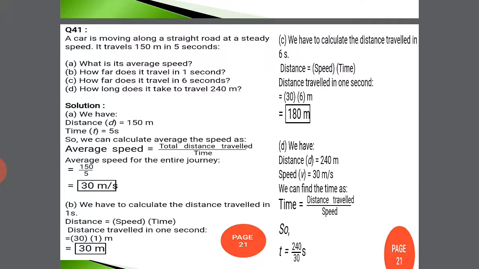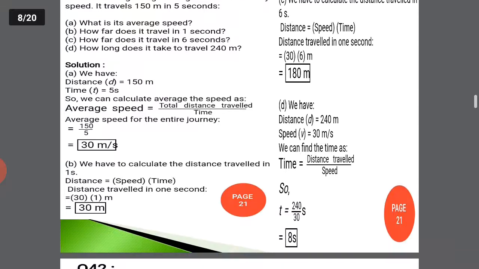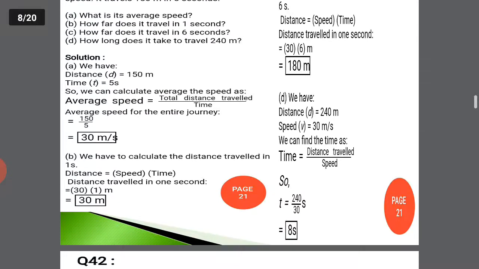Average speed is total distance traveled upon total time taken, 30 meters per second. How far does it travel in 1 second, 6 seconds? How long does it take to travel 240 meters? Okay, in 1 second it is 30, in 6 seconds it is 30 times 6, 180. And distance is given there, speed is given there. You can find out the time, it is 8 seconds it will take.